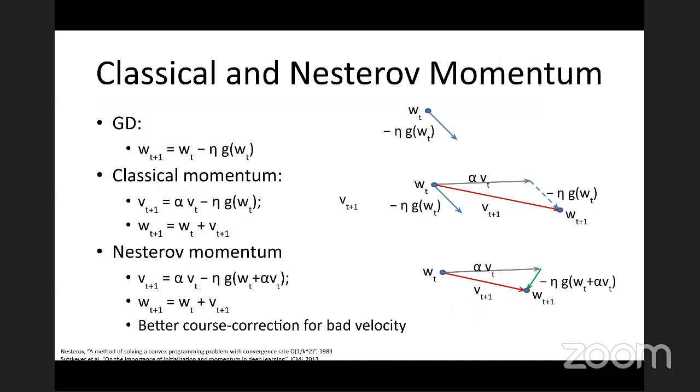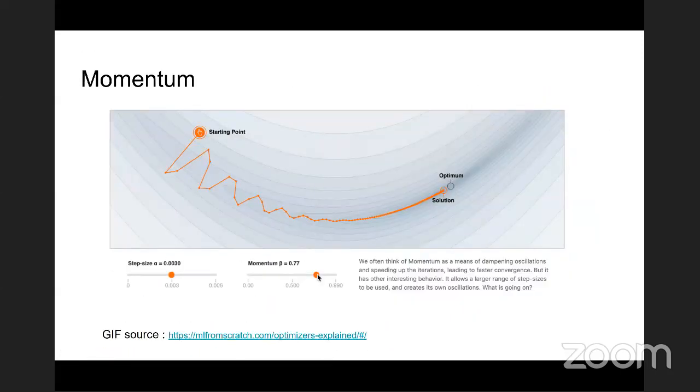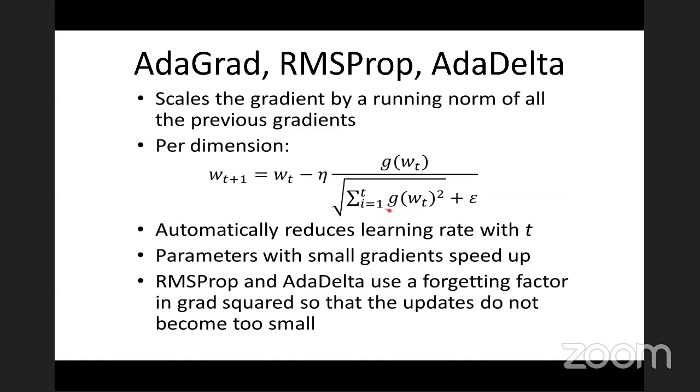It basically keeps a running sum of all the previous weight updates, and it divides the gradient by that. Okay. So this particular thing in the denominator is always positive, so that the sign of the gradient does not change, and it is still minus eta times the gradient. Okay. So it automatically reduces the learning rate with t, and it also automatically speeds up when you reach smaller gradient portions. Okay, and then there are slight variations of this particular concept in AdaGrad, RMSprop, and AdaDelta.